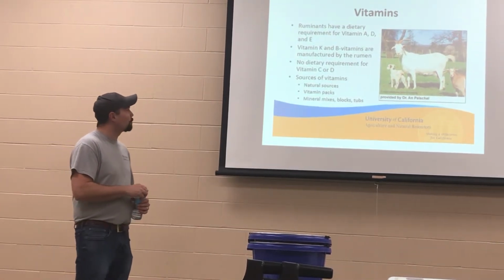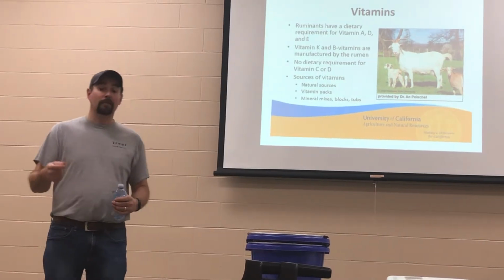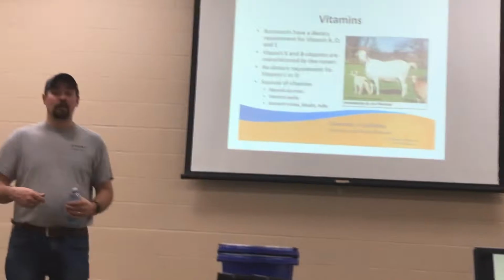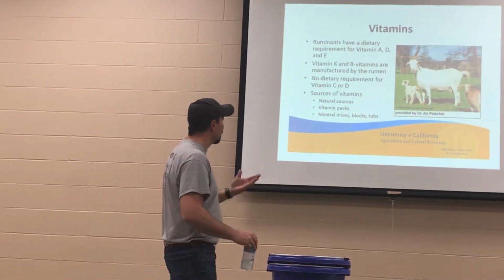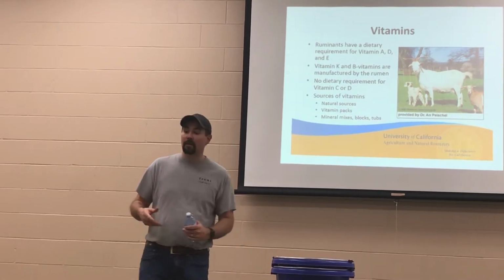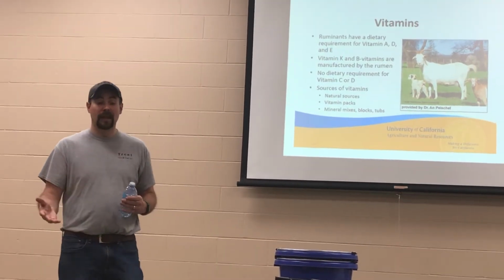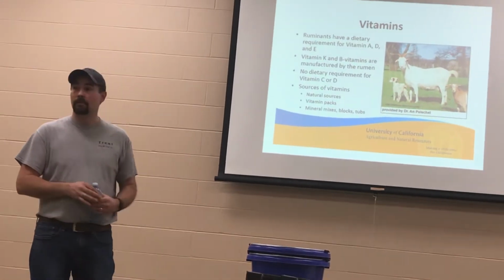K and B vitamins are manufactured in the rumen, and that is 100% true, but I still recommend giving like 2 mils of vitamin B complex at least once a month, if not every couple of weeks, so that we make sure that it's high enough. Because if we go to feeding a lot of grain as opposed to hay, we start to make less vitamin B, okay?